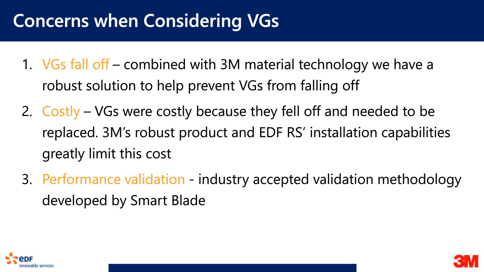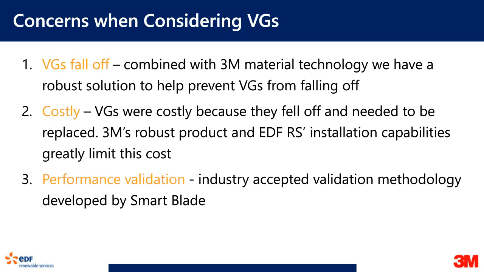So why don't all turbines have VGs if we know it's a proven technology? Well, there's some concerns out in the industry about VGs. We've had some problems. One of the problems with VGs is they fall off. It is one of the leading issues with VGs in the industry because of adhesion. When VGs fall off, we have quite a few issues.